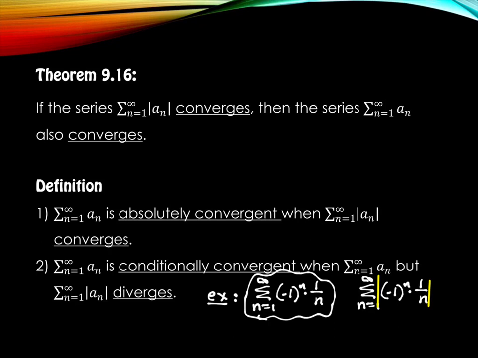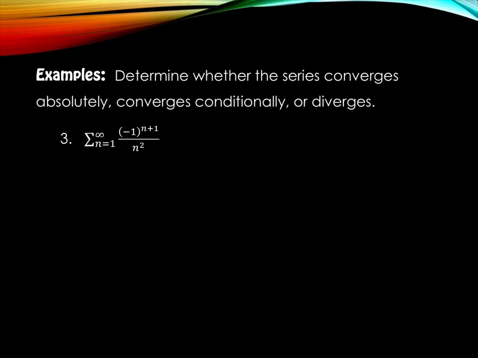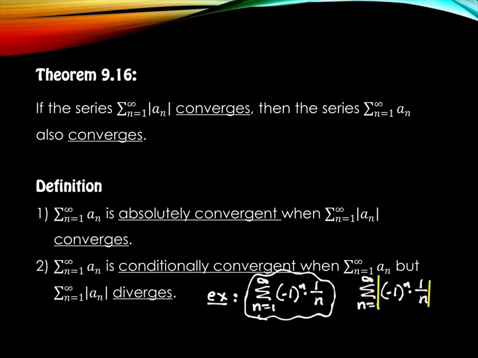Yeah, it passes the alternating series test on the previous page. It's alternating first, right? The limit's 0, and it's decreasing. So in this case, even though the absolute value doesn't converge, the original series itself does. So that's what we would call conditionally convergent.